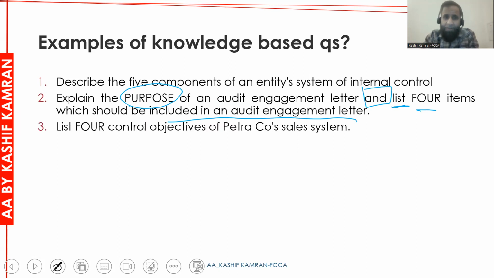Prepare the answer. List 4 control objectives of a sales system. Anything can come in: 4 control objectives of a wage system, payroll system, any system, purchase system. List 4 control objectives of a sales system.